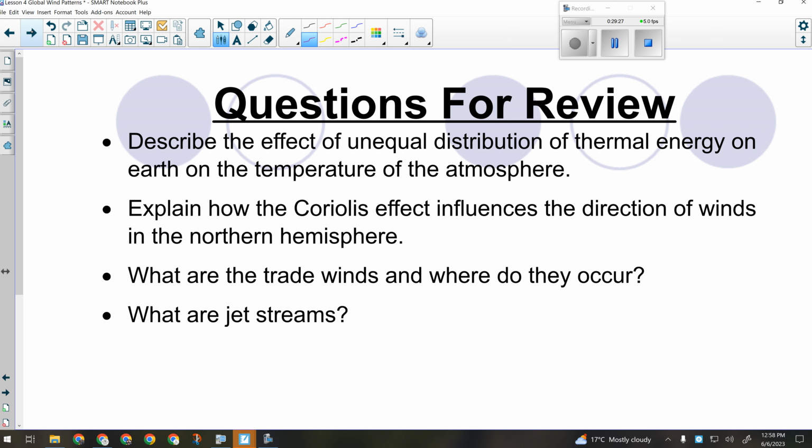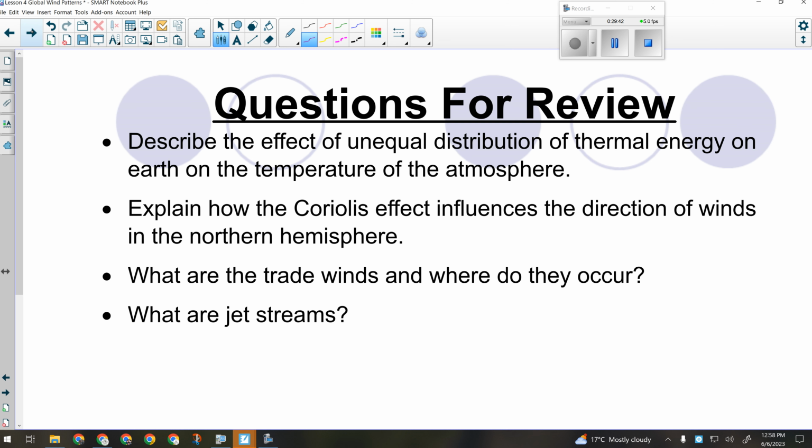And what are the trade winds? They're the easterly winds near the equator, and the jet streams are those high altitude winds that are the result of interacting wind patterns coming from the equator and coming from the poles at those latitudes.